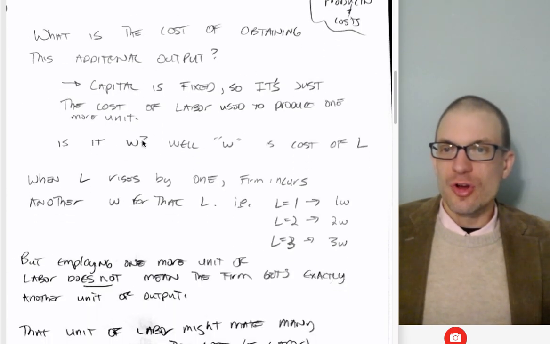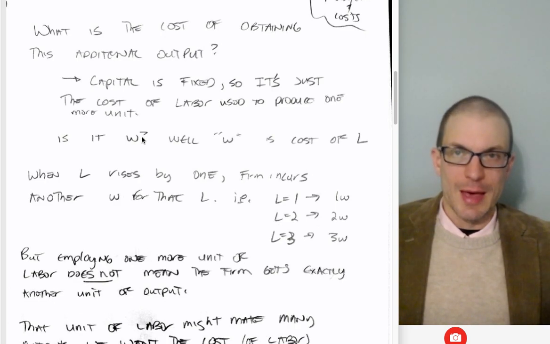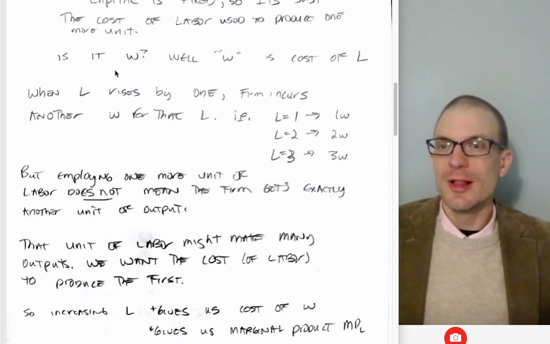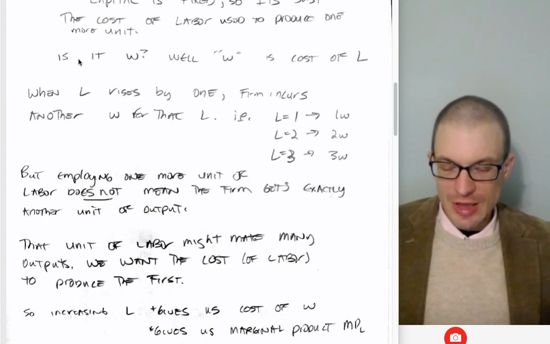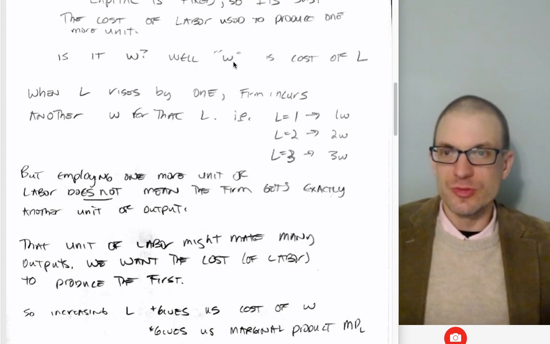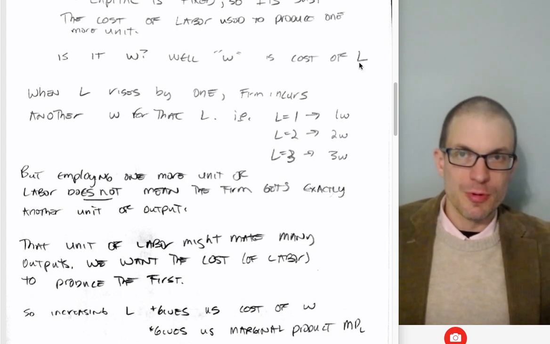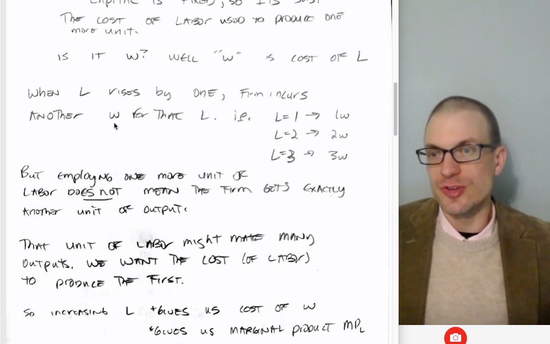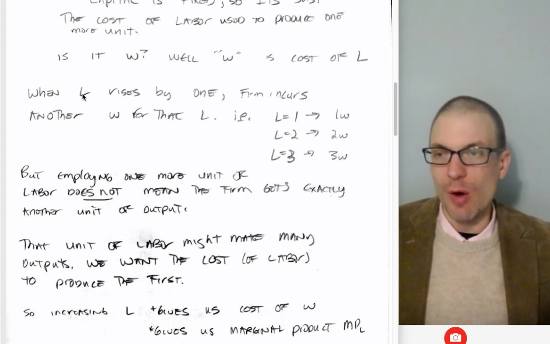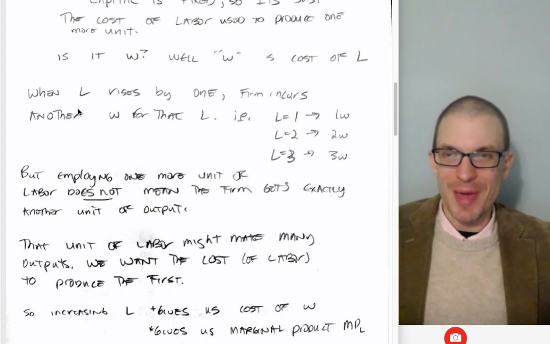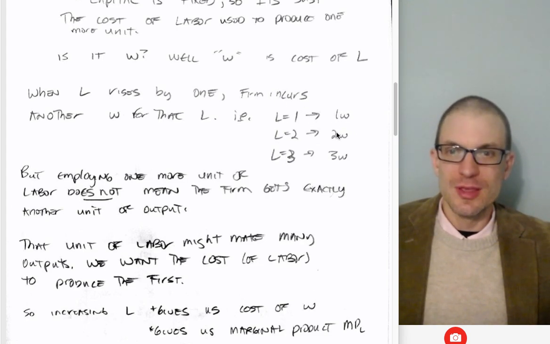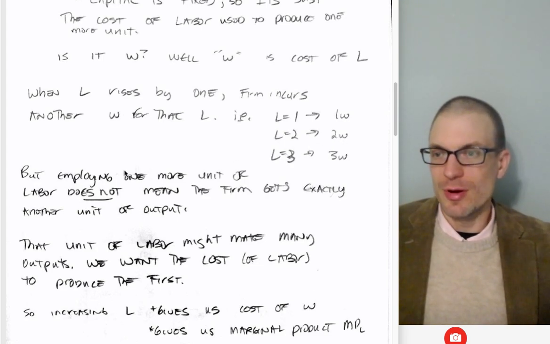So what's the additional cost of obtaining the additional output? Capital's fixed, so it's just the cost of labor that we need to produce one more unit of output. Is it just the wage W? Well, W is the cost of labor. That's not necessarily the price of one output. When labor rises by one, we're going to incur another W. If we increase the labor hours by one, we pay another wage for that hour. If labor hours is 1, the cost is 1 times W. If labor hours is 2, it's 2 times W.